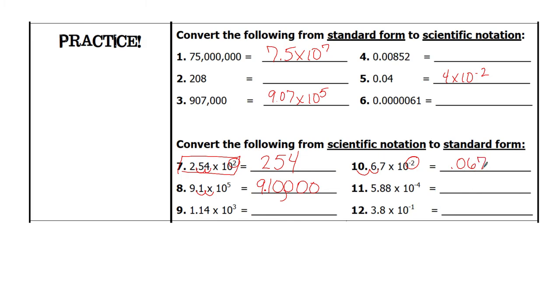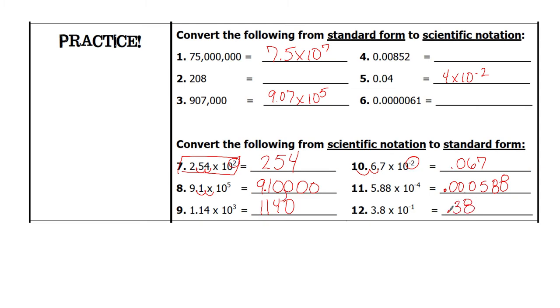And we take a look at number 11. We can take a look at that same idea. This time I'm moving it 4 places to the left. So 1, 2, 3, 4. So how many zeros do I need to fill in these gaps? 3. I need 3 zeros to fill in those gaps. Take a second and complete 9 and 12. All right, let us put those answers up there for you. 1,140, and finally 38 hundredths.